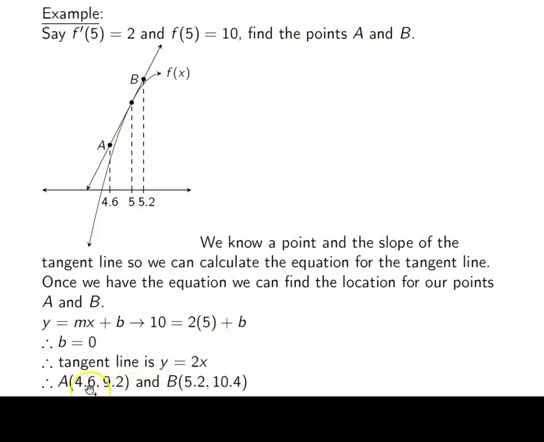Okay, so if I plug in 4.6, all I have to do is double that, so that turns into 9.2, so that's the point of a. For 5.2, I double that because that's the equation of the tangent line, so that turns into 10.4. So this is the point for a, and this is the location for b.